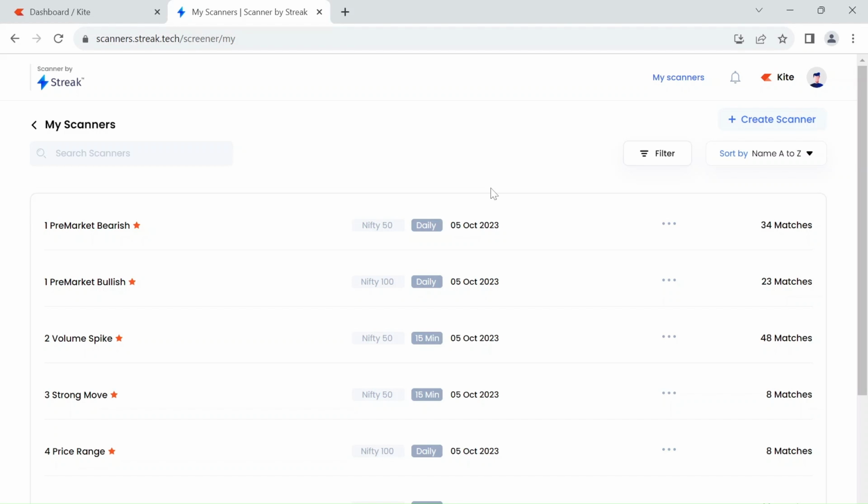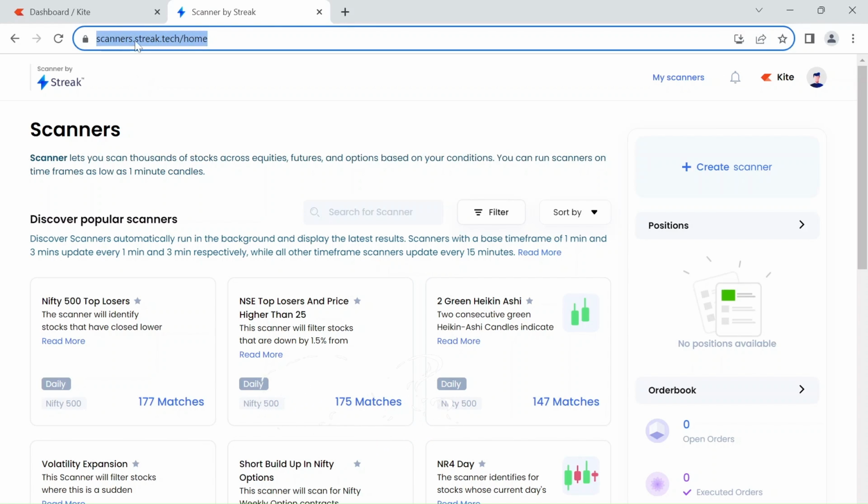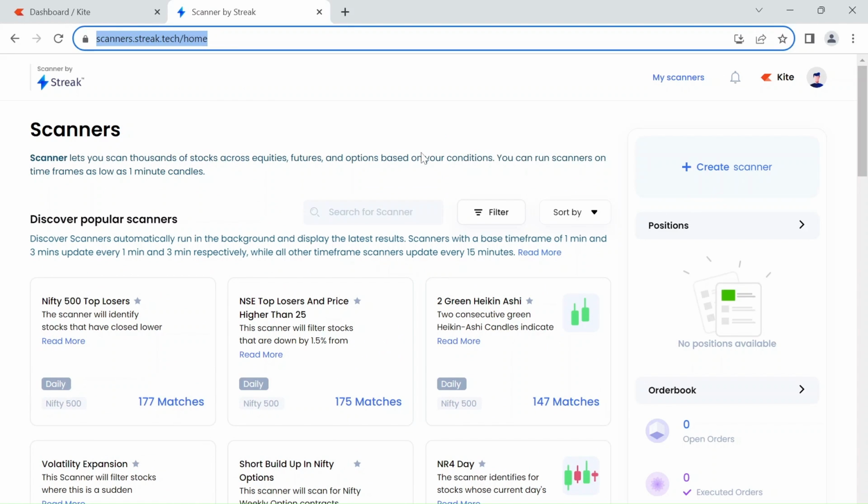As you know, Zerodha has started offering its Streak Scanner service for free. Previously, if you wanted to use it, you had to pay around 1400 per month. But now, if you have a Zerodha Kite account, you can use it for free. You just have to go to scanners.streak.tech and log in with your Kite credentials, and then you can create all these scanners, or use the pre-built ones for free.